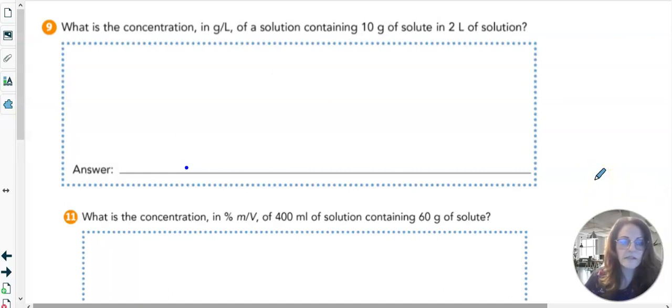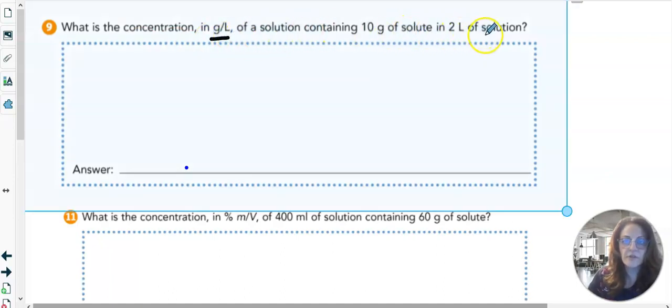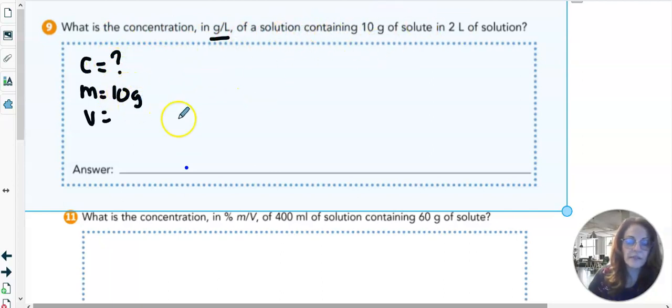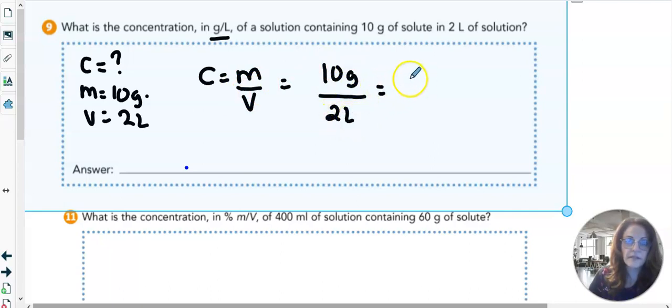Number 9. So what is the concentration in gram per liter of a solution containing 10 grams of solute in 2 liters of solution? So again, you see you have gram per liter. That's one way to do this problem. Again, you write all your information. C equal, M equal, V equal. And it says, what is the concentration? So I'm looking for C, put a question mark, of a solution containing 10 grams of solute in 2 liters of solution. And the units are correct. I don't have to change anything. So write my formula, C equal M over V. Replace the letters with the numbers, 10 grams divided by 2 liters, and that is 5 grams per liter. There you go. That's the gram per liter.